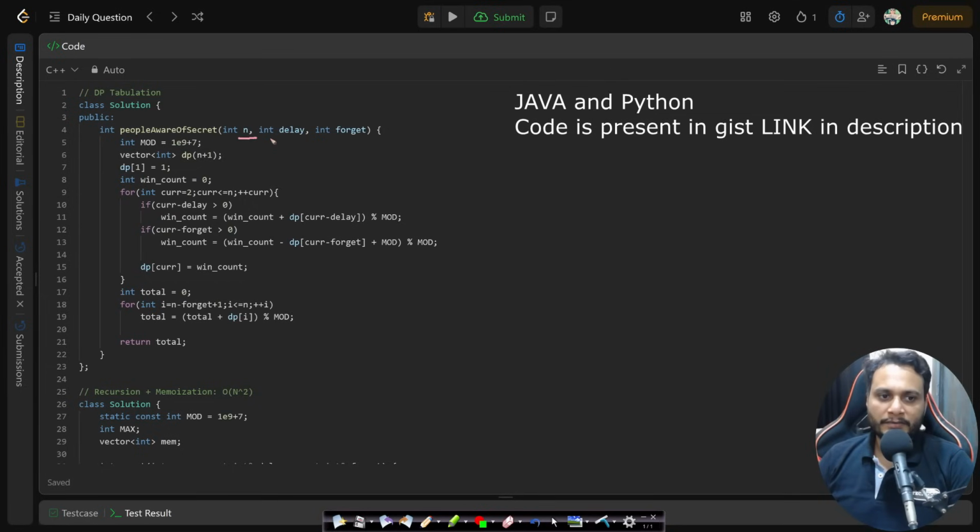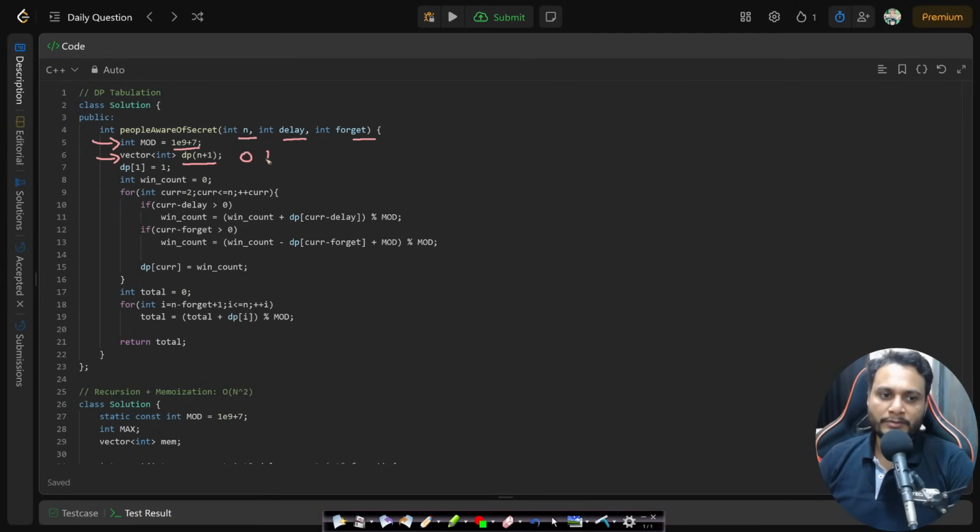In this code, we are given the same n, delay and forget, and we are taking the mod 10 to the power 9 plus 7, and we will be defining the DP table from 0 to n and pre-initializing with all the values as 0. DP at 1 is 1. The window count is 0 initially, and we will be iterating from day 2 till the last day, nth day. On day 1, I will always be assuming that the first person will be informed. This is the same piece of condition that I had written.